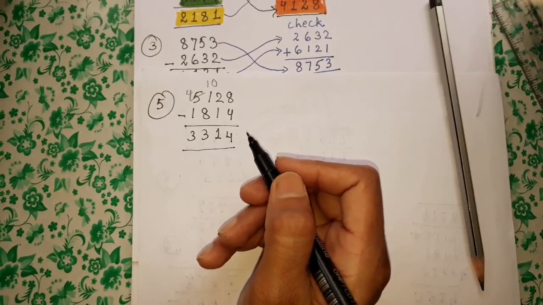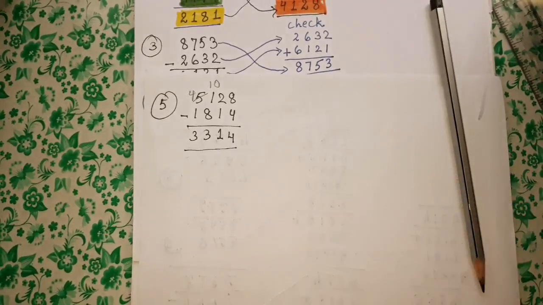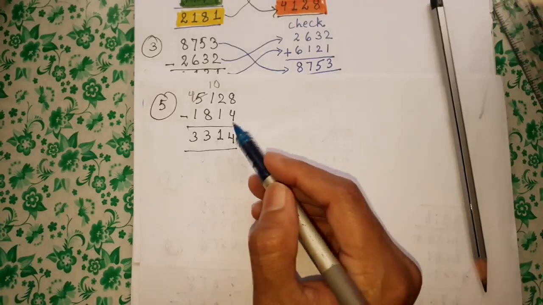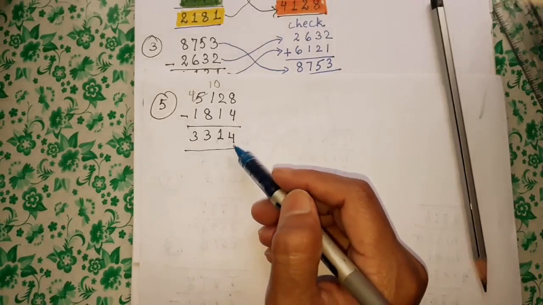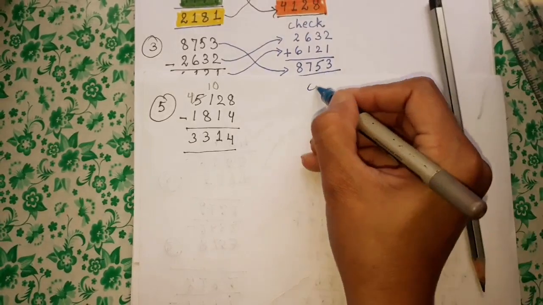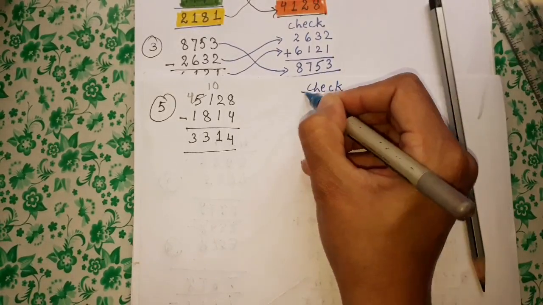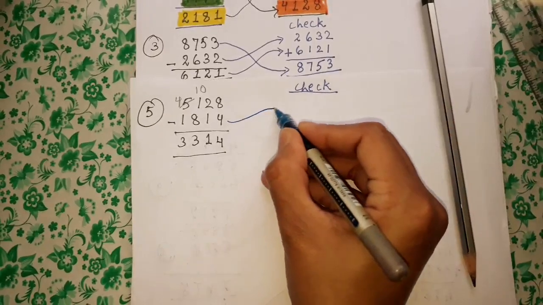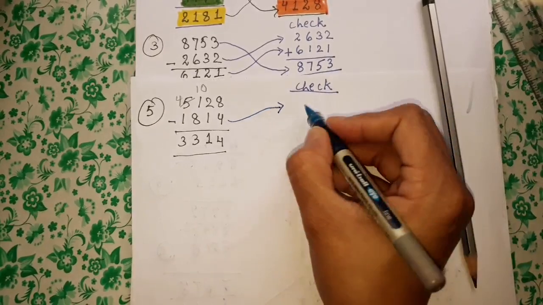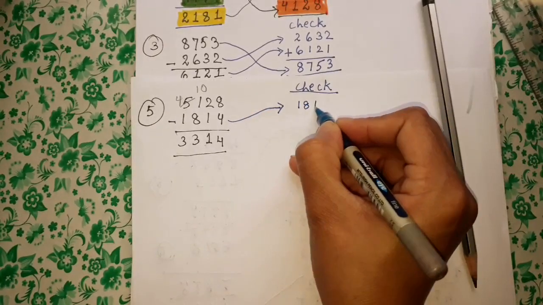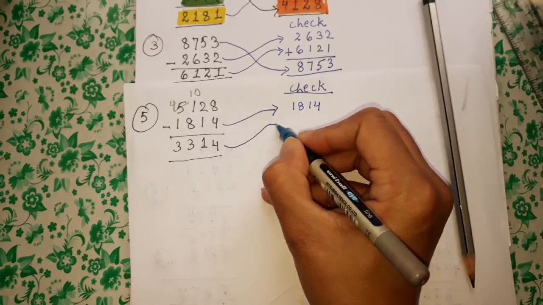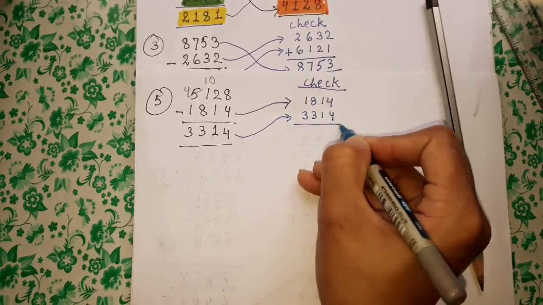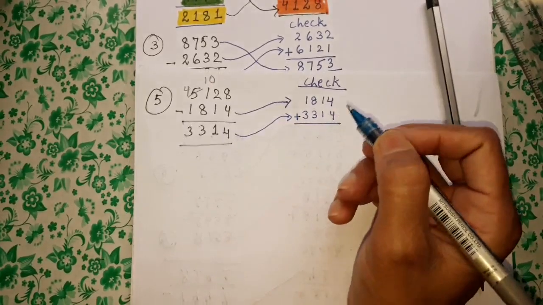Now we have to check our answer. For checking our answer, what we have to do? We have to arrange subtrahend and difference in column. Check. What we have to write here? Check, because we are checking our answer. Write subtrahend 1814 and difference is 3314.